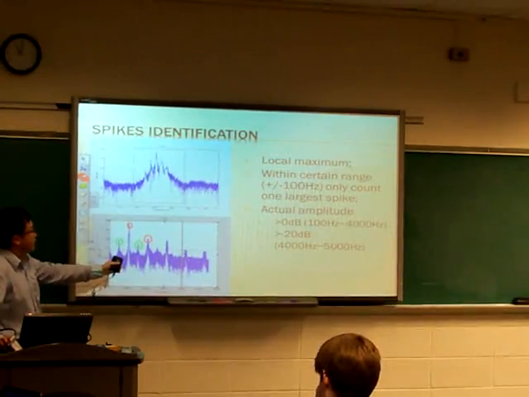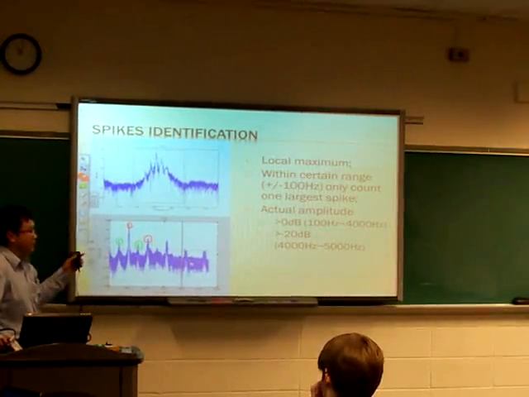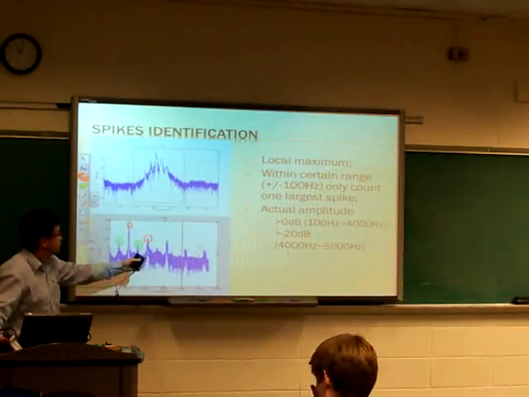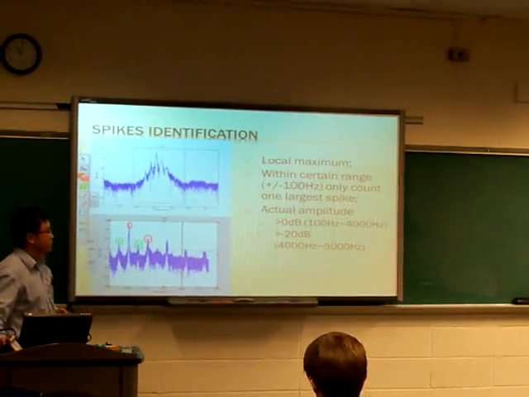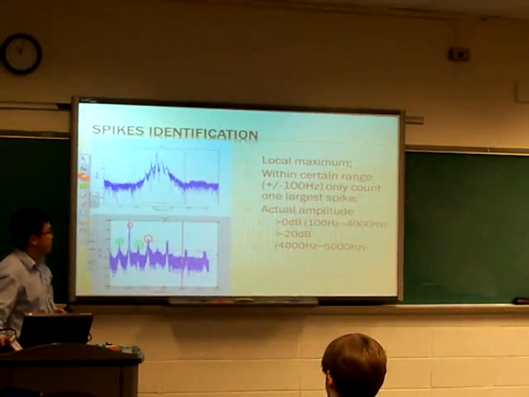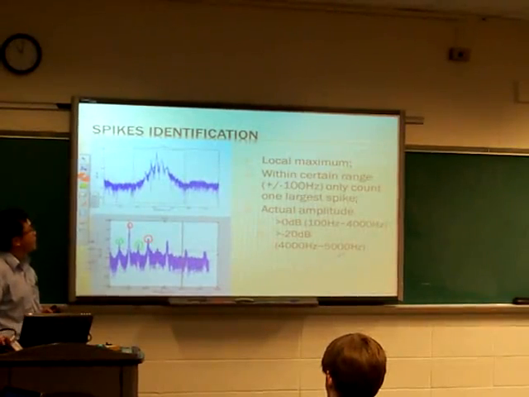At a frequency higher than 4,000 hertz, those spikes have a pretty low amplitude, and I also want to take this into account. That's why I have a different amplitude requirement for the higher frequency range.